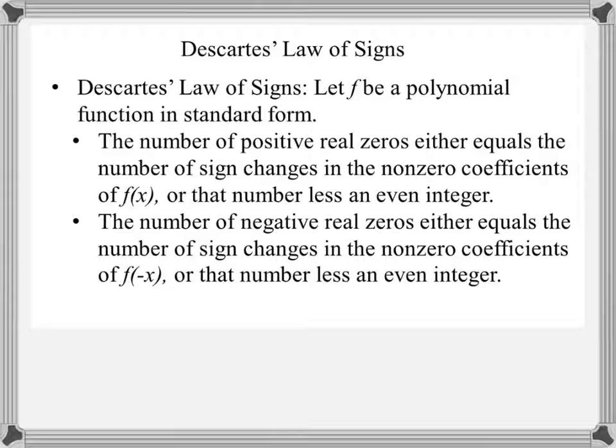So it says, let f of x be a polynomial function in standard form. The number of positive real zeros either equals the number of sign changes in the non-zero coefficients of f of x, or that number less an even integer. And the number of negative real zeros either equals the number of sign changes in the non-zero coefficients of f of negative x, or that number less an even integer.